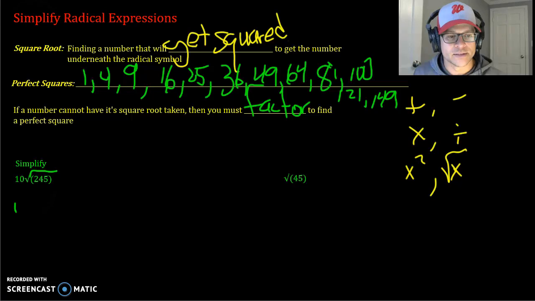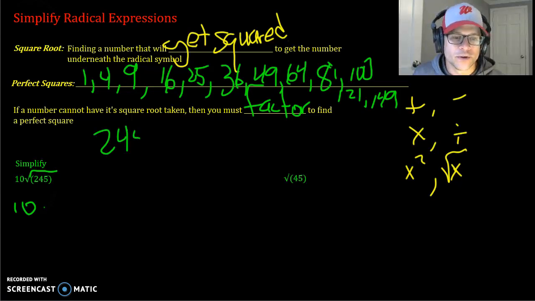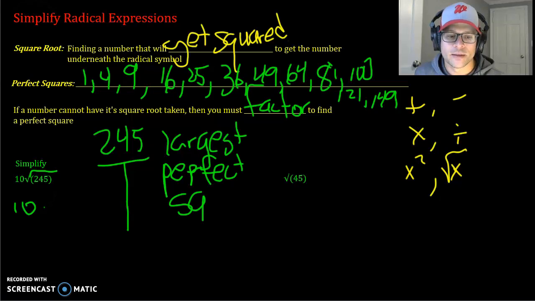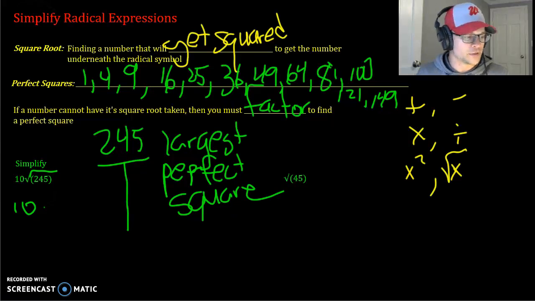So 10 is off by itself. We're going to leave that be. 245 is not a perfect square. When you take the square root of it, you do not get a whole number. So we need to find our factor pairs, and we need to determine which one is the largest perfect square. That is our goal. We're trying to find the biggest number in our t-chart where we get a perfect square.